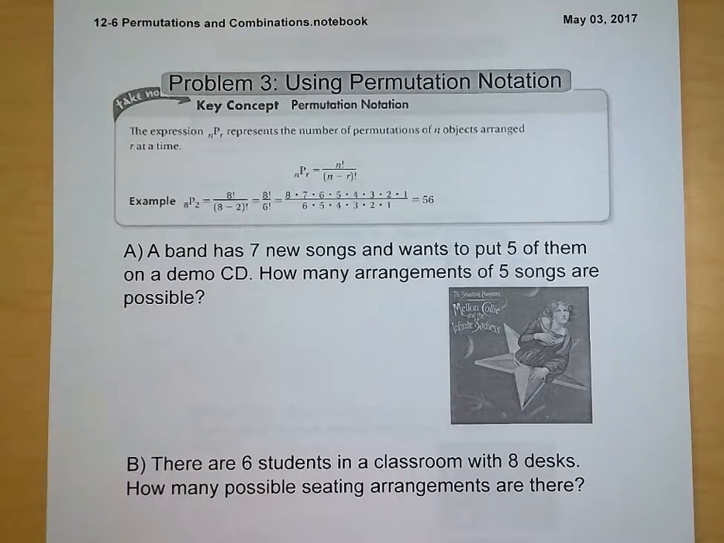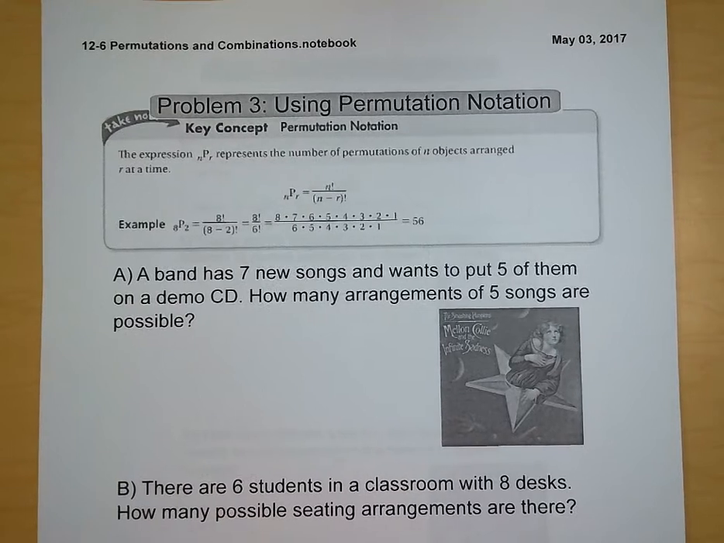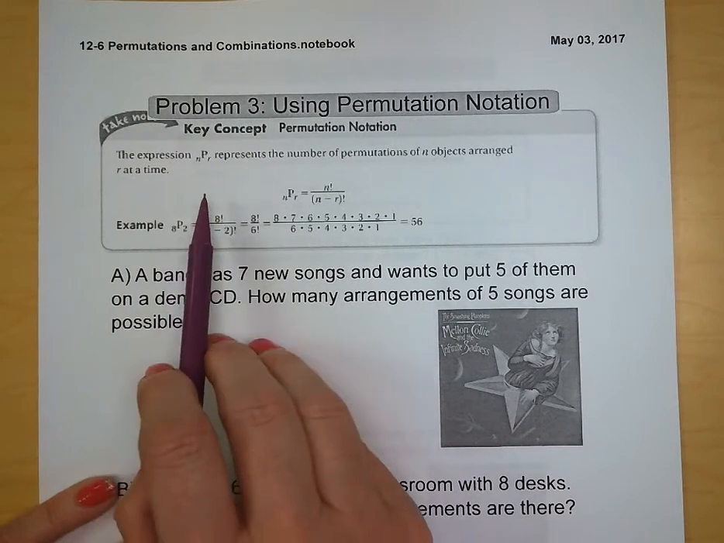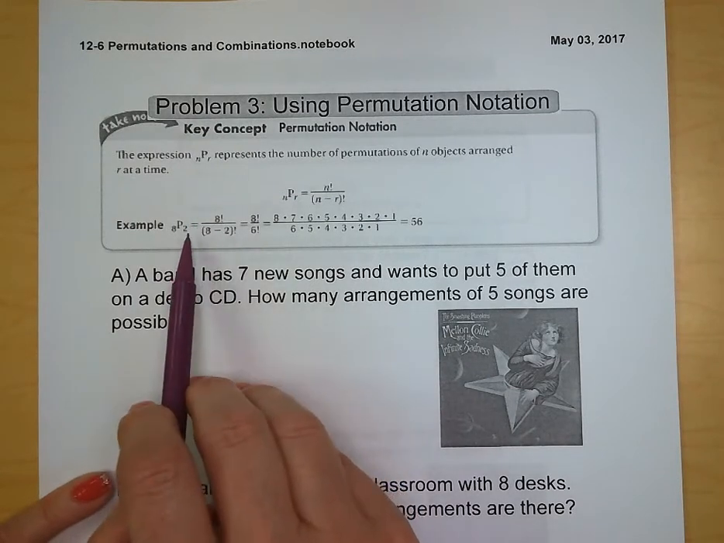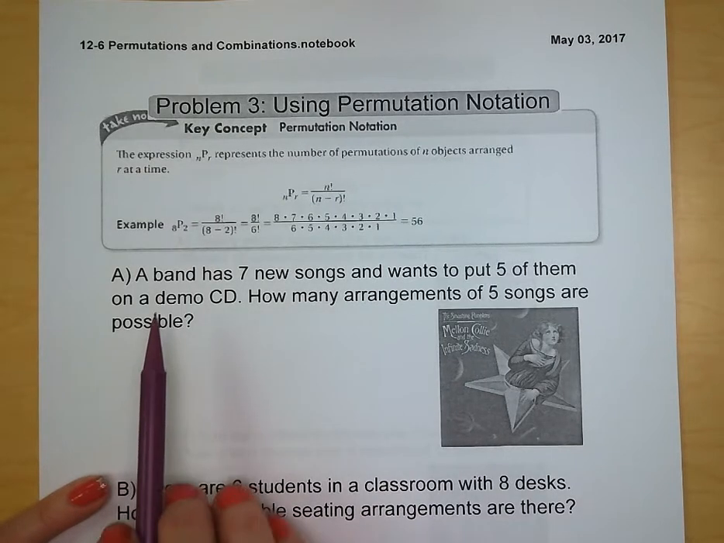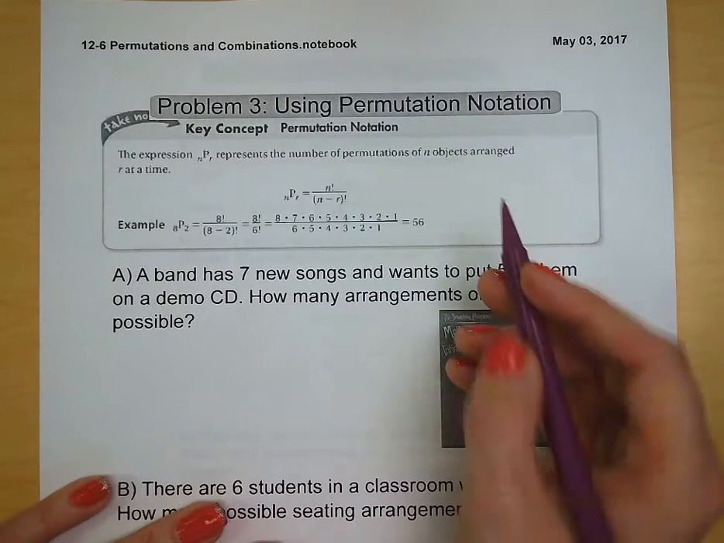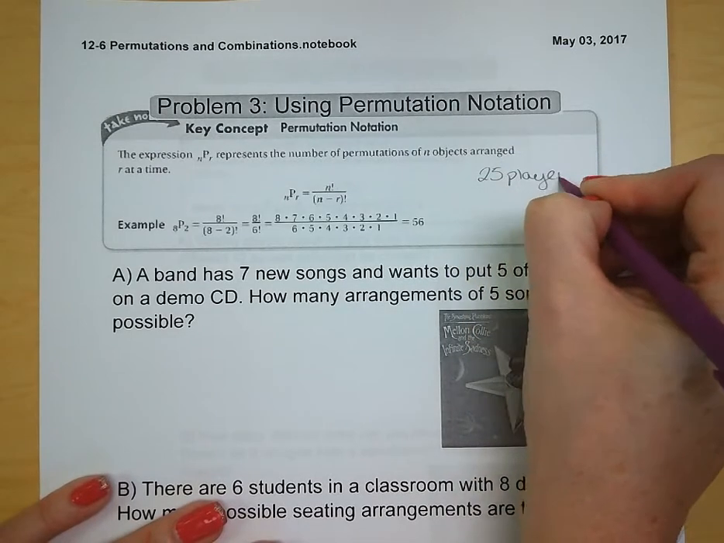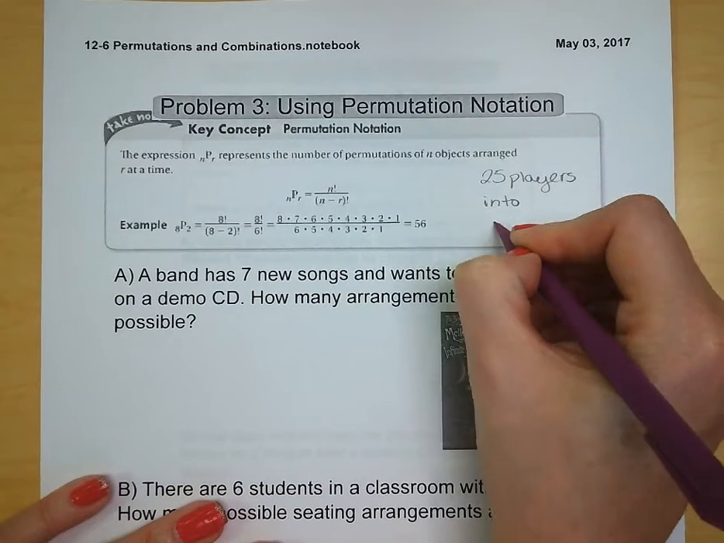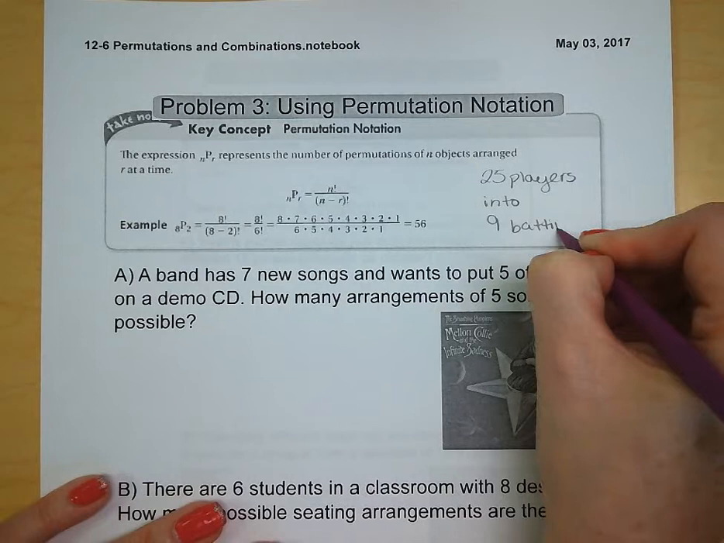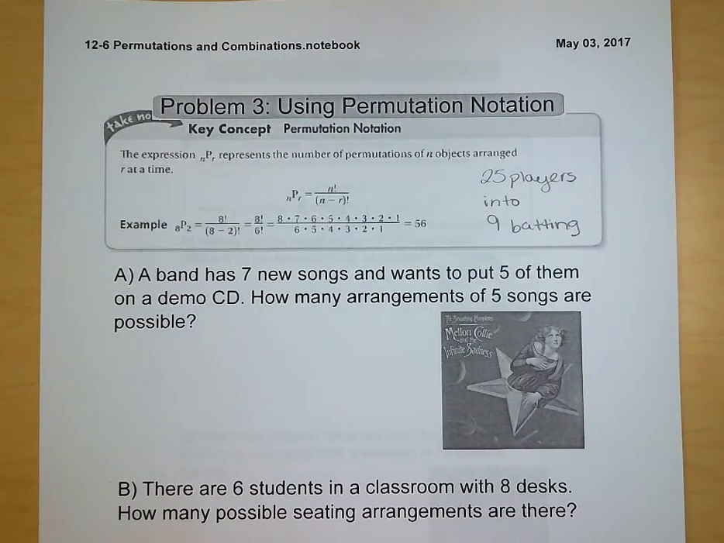All right. So now using permutation notation, this is written where we've got more options than we have locations. For example, the entire roster of 25 players going into 9 batting slots. You can't put all the players into the lineup, so you're going to have to pick 9. Well, there's a whole lot of ways that we can pick 9 batters out of that. So this is what we can do to get there.